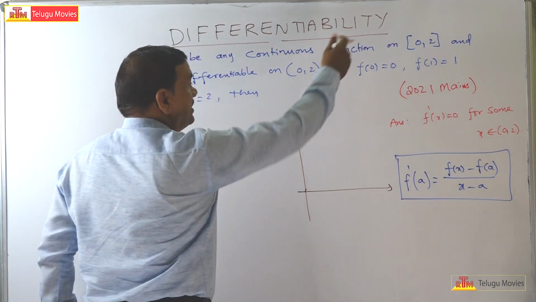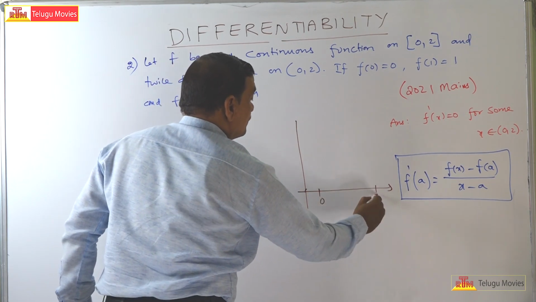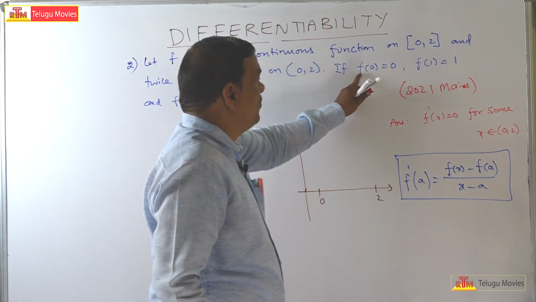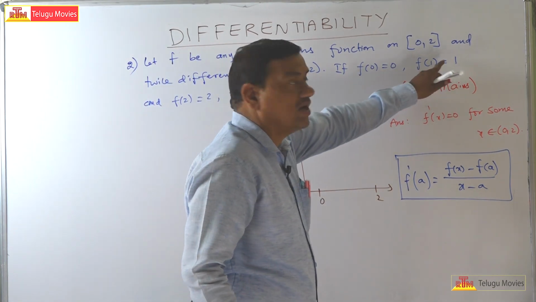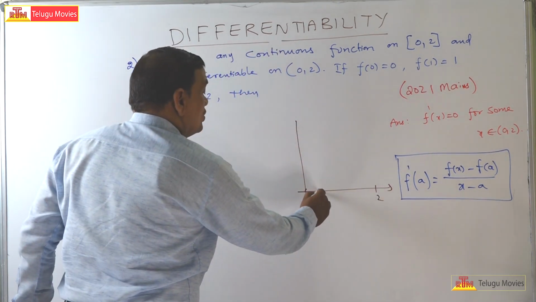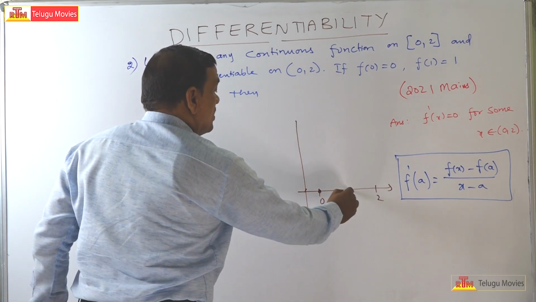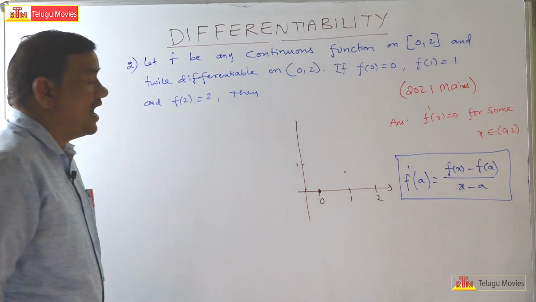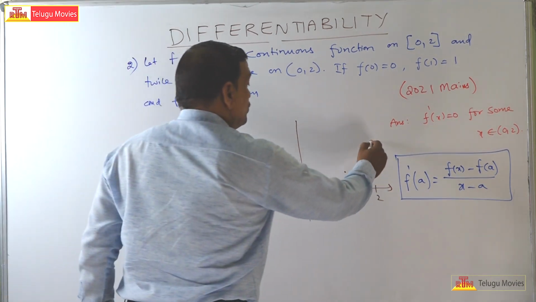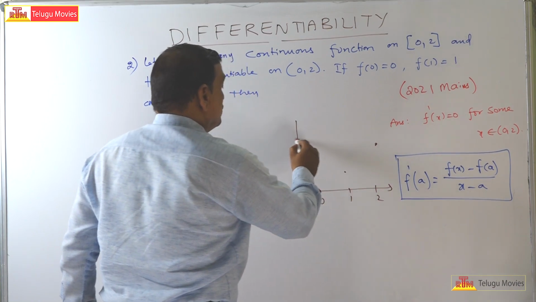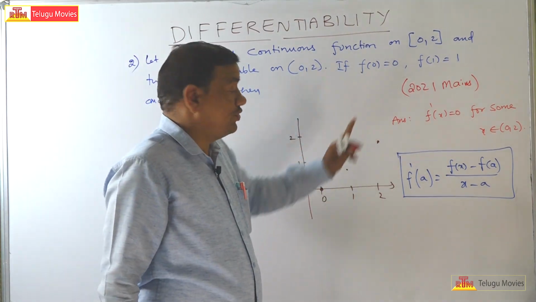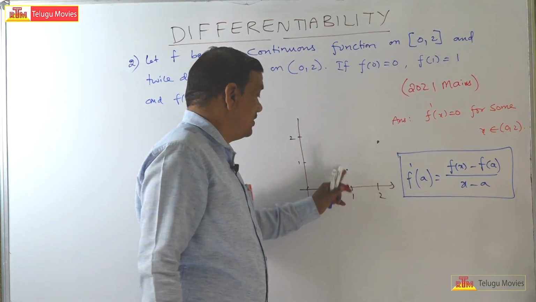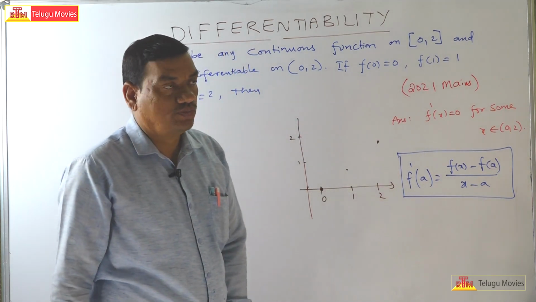So this is the interval from 0 to 2. See here, f of 0 is equal to 0, f of 1 is equal to 1, and f of 2 is equal to 2. It is given that f of 0 is equal to 0, f of 1 is equal to 1, and f of 2 is equal to 2.